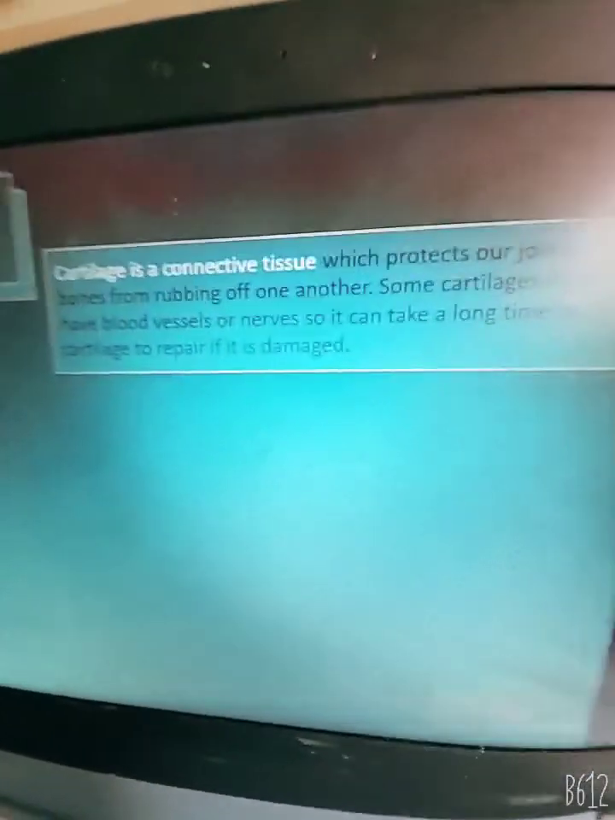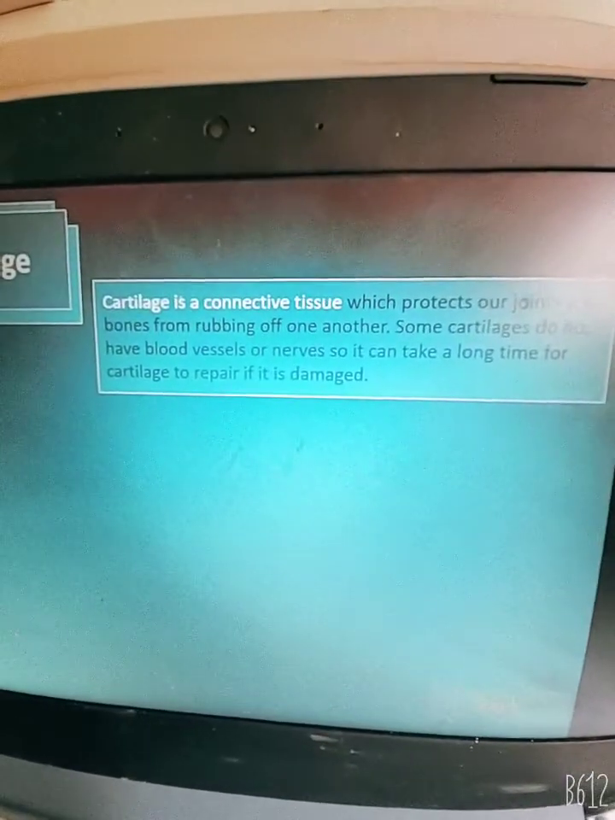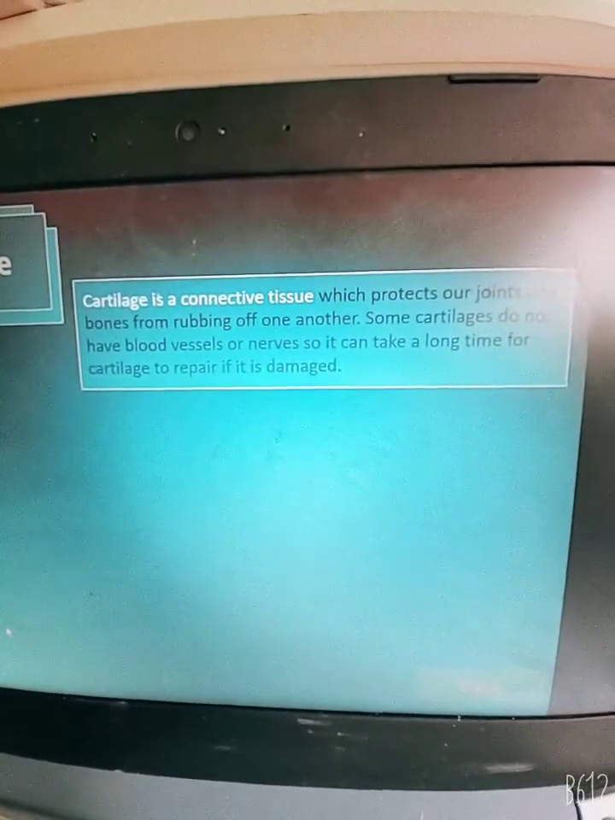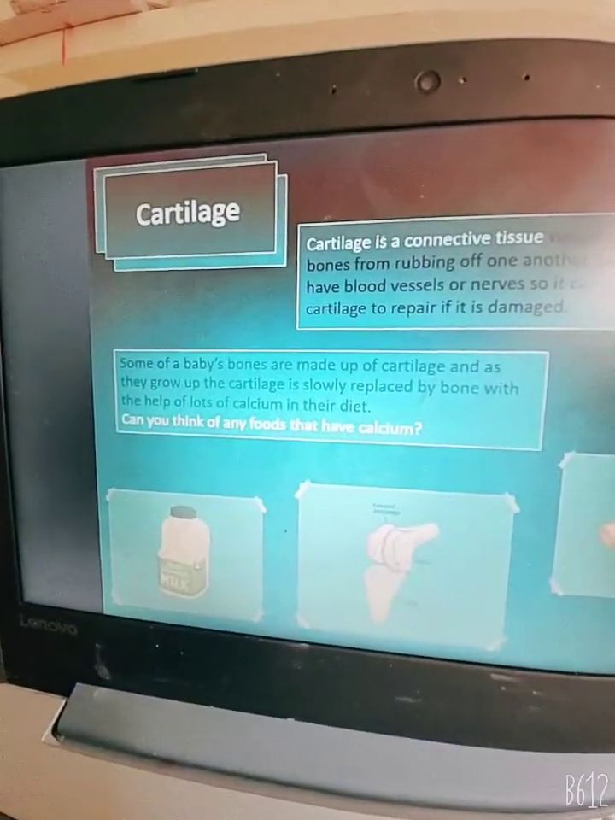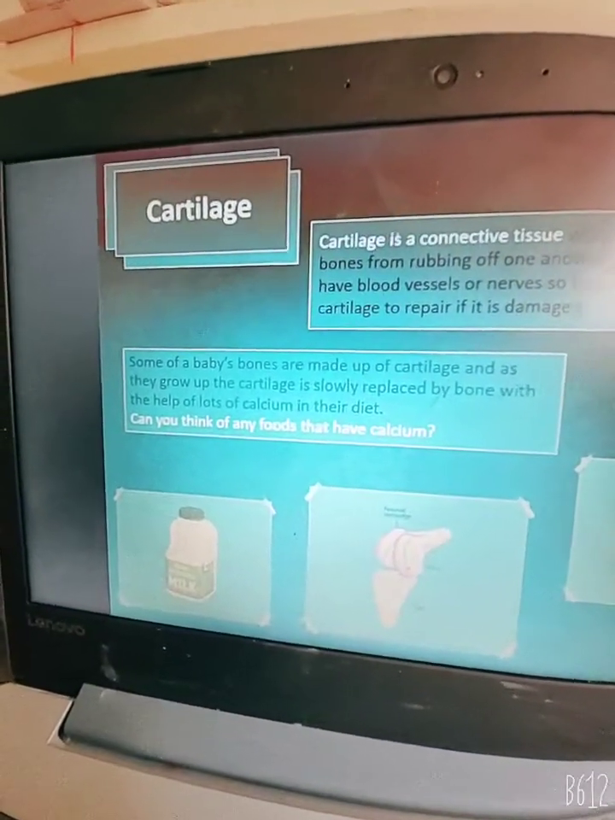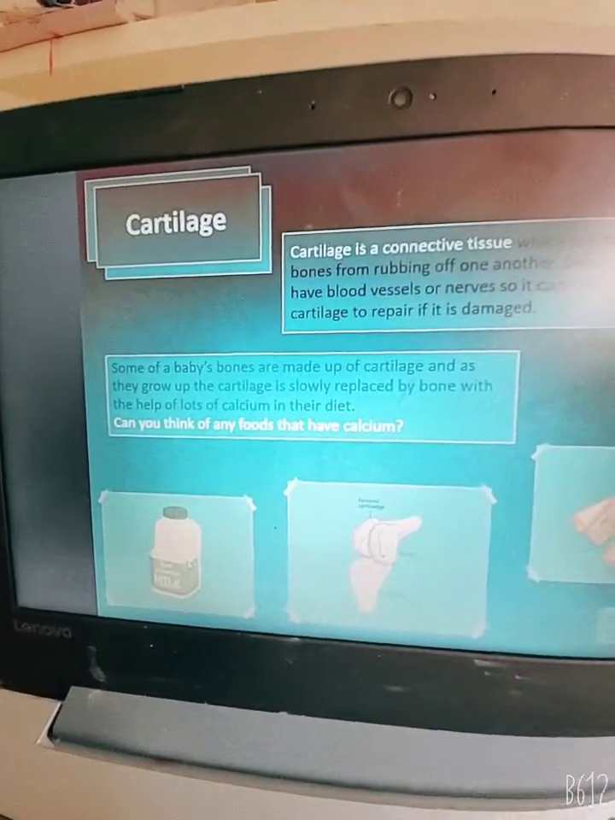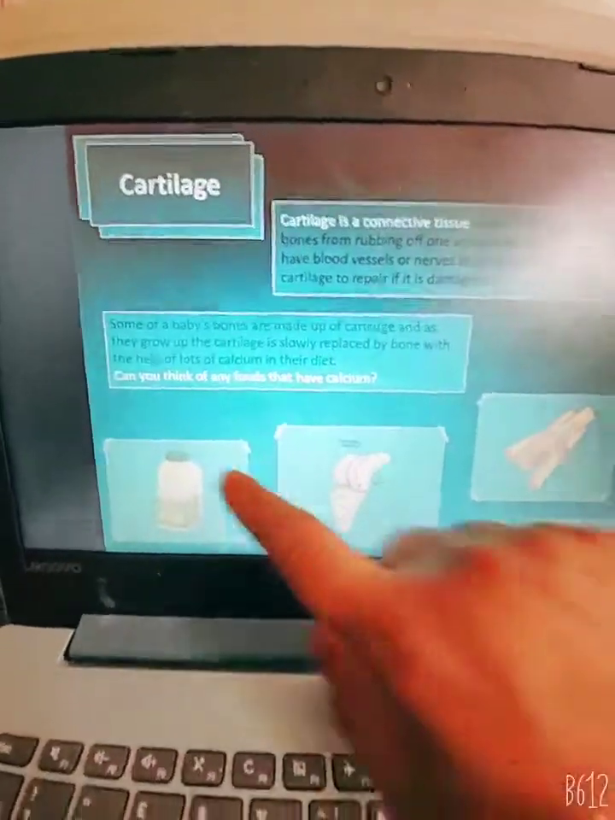Cartilage is connective tissue which protects our joints and bones from rubbing against one another. Some cartilage does not have blood vessels or nerves, so it can take a long time for cartilage to repair if it is damaged. Some of the body's bones are made up of cartilage. As we grow up, cartilage is slowly replaced by bone with the help of lots of calcium in our diet. Can you think what has calcium?